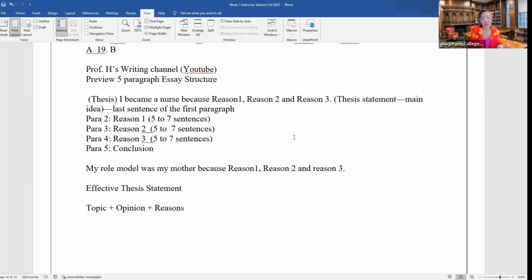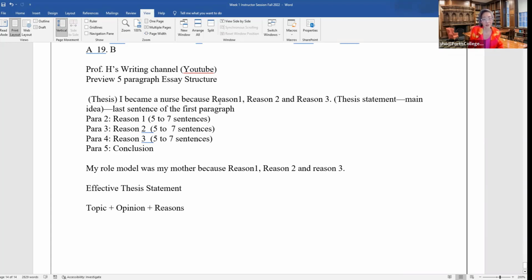And so if you cannot think of a topic for your essay, you can write, I became a nurse because reason 1. Your thesis statement is the main idea of your essay, and it's the last sentence of the first paragraph. The first sentence of the last paragraph is the main idea of the essay. Therefore your body paragraphs have to match your thesis statement. That's known as a 5-paragraph essay structure.